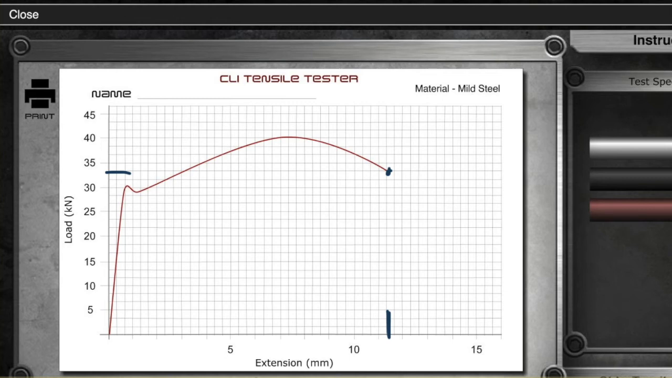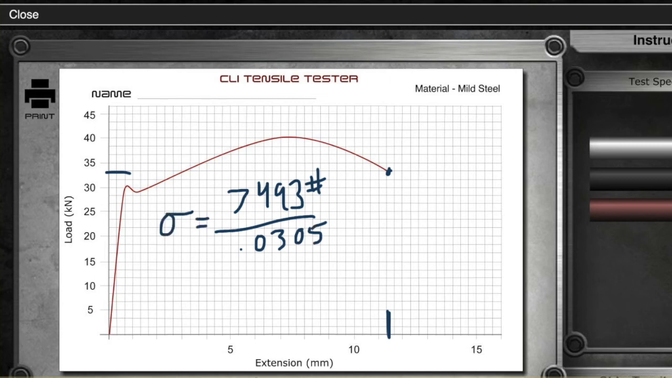kilonewtons. And I need to take that times 224.8, and I would get like 7,493 pounds. Okay, it's about 7,493 pounds. I divide it by the 0.0305. I'm calculating stress right now. Okay, this right here was about 33.3 is what I calculated that, kilonewtons. And of course, we took that times 224.8 to get it into pounds. So hopefully you followed that.